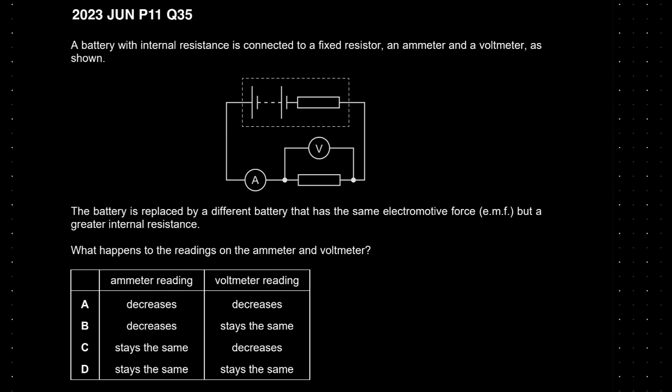35, a battery with internal resistance is connected to a fixed resistor, ammeter, voltmeter as shown. The battery is replaced by a different battery that has the same EMF but a greater internal resistance. So this is larger. What happens to the readings on the ammeter and the voltmeter? So if you have a greater resistance, obviously the ammeter reading is going to decrease. So it's A or B. What's going to happen to the voltmeter reading? Because the internal resistance is now also taking up some share of the voltage, this becomes a smaller fraction of the total. So by the voltage divider rule, the voltmeter reading is also going to decrease. So A.